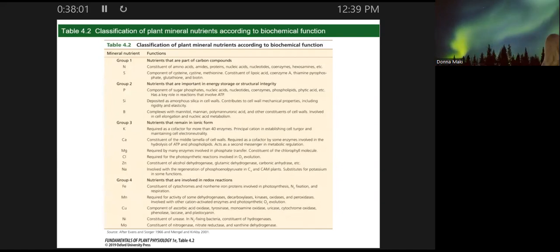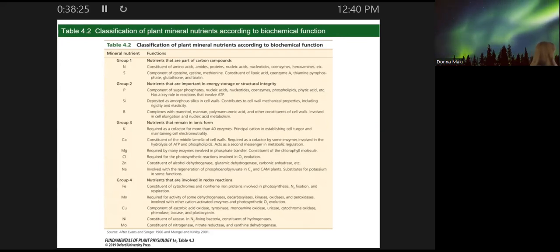Table 4.2. So you'll see that this is grouped, group 1, 2, 3, 4, and we have the whole statement here. That's what I want you to know. So I want you to put these minerals in relationship to what they do for the plant. And so, understanding that nitrogen and sulfur are part of the carbon compound, and then they give you some excellent examples to get you thinking about it.